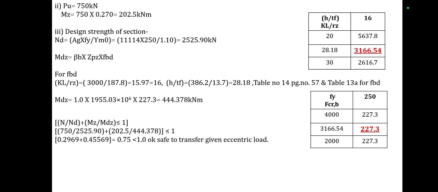The value is 0.75, which is less than 1. Hence our section is safe to transfer the given eccentric load.